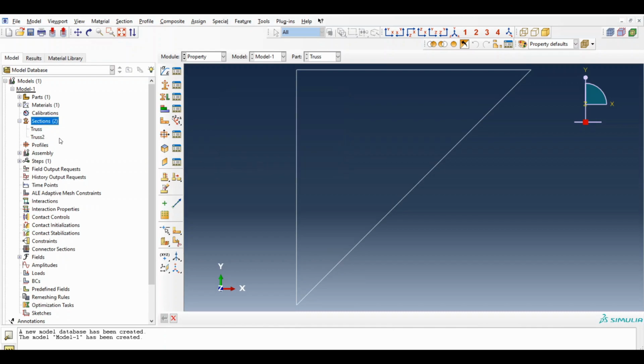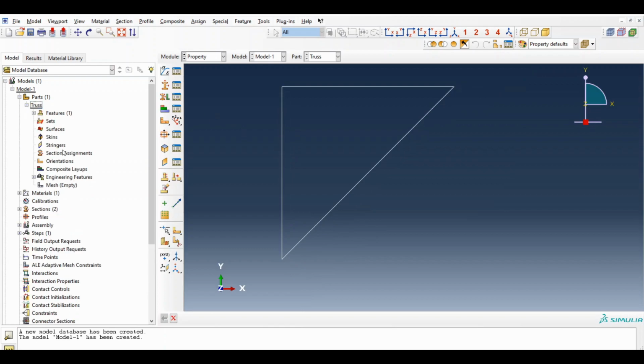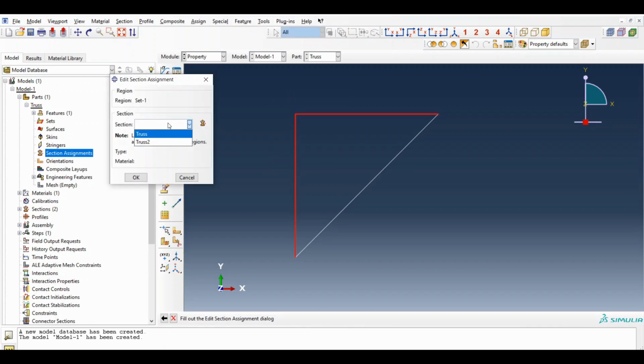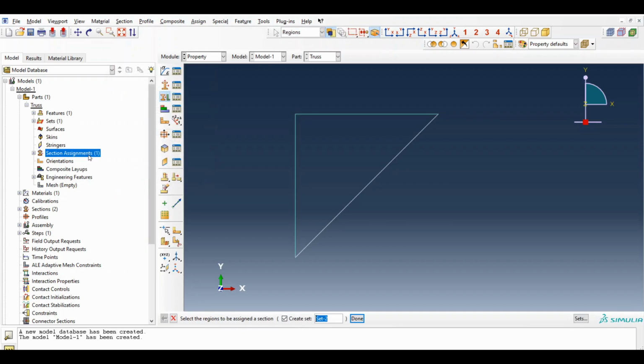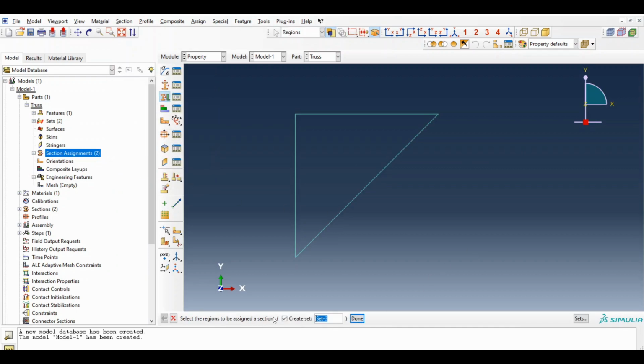Say OK, and then you can go to part again, go to truss. While assigning the section, you can select these two, as these two have a cross-sectional area of 600 millimeters square. And again, you can select this part and you can select truss 2, which has an area of 848.52 millimeters square. Done. Now this is your truss.